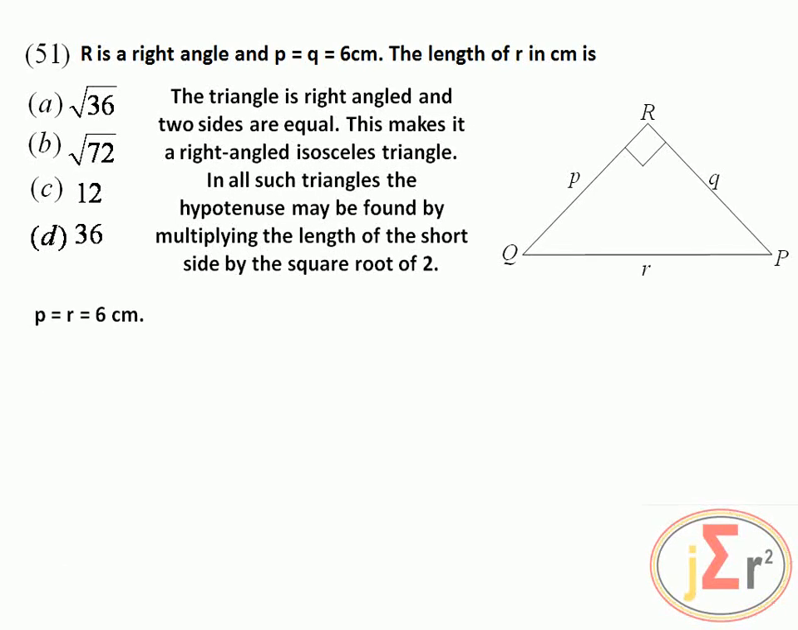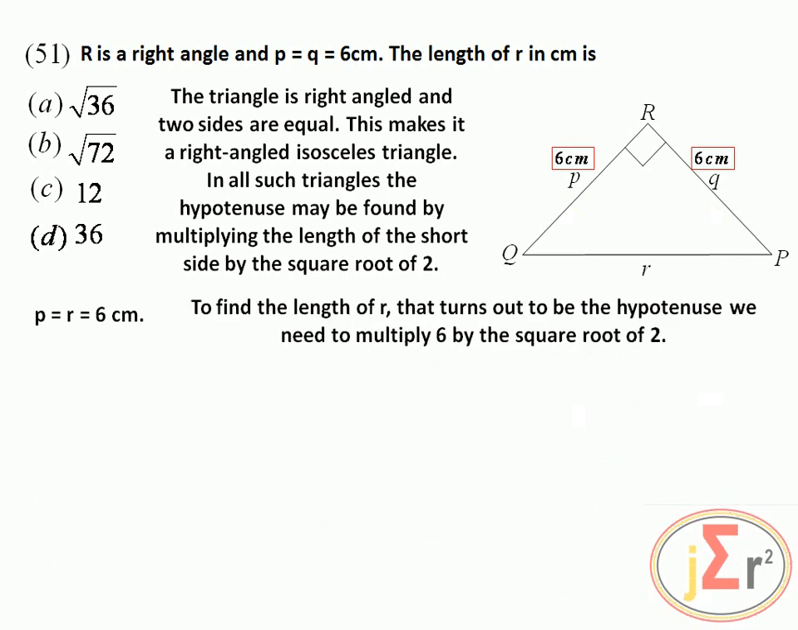P is equal to R is equal to 6 centimeters. There we have 6 centimeters for each one of them. To find the length of R that turns out to be the hypotenuse, we need to multiply 6 by the square root of 2. So multiply 6 because that's the length of the short side. Both short sides are equal. So we have R is equal to 6 times the square root of 2.